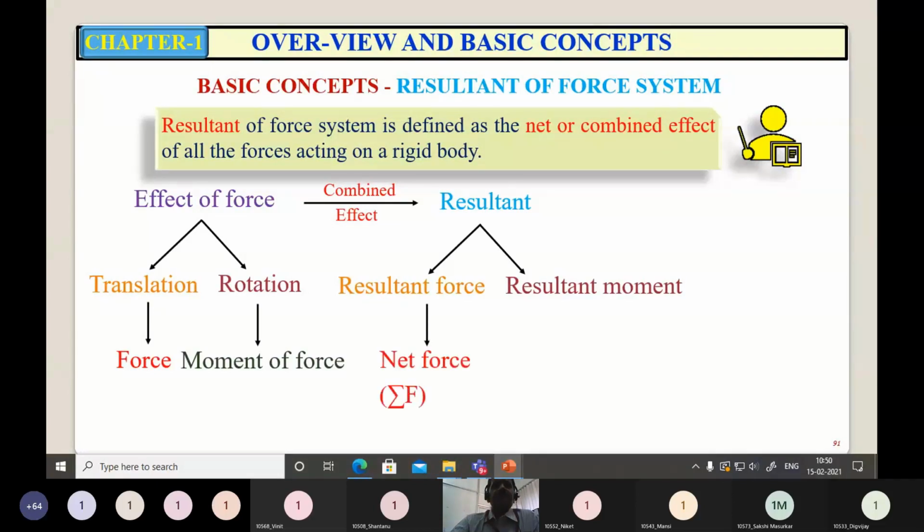Resultant force is nothing but the net force, meaning the algebraic sum of all the forces acting on the body. While taking the algebraic sum, we consider the forces acting towards the right and upwards as positive, and the forces acting downwards and towards the left as negative. Similarly, the resultant moment is nothing but the net or combined moment of all forces, that is the algebraic sum of the moments of all forces. While taking the algebraic sum, we consider anti-clockwise moments as positive and clockwise moments as negative.